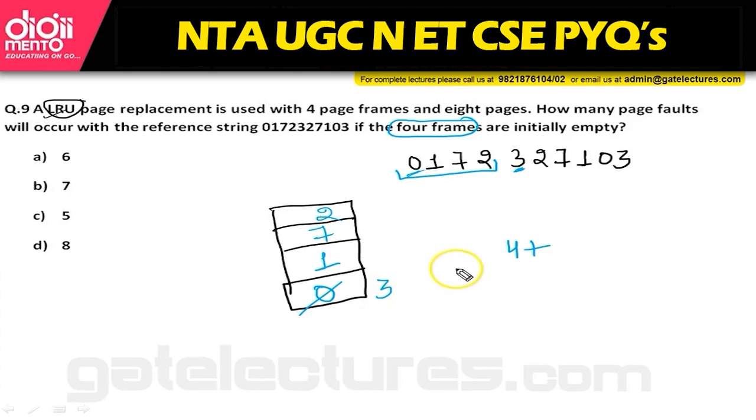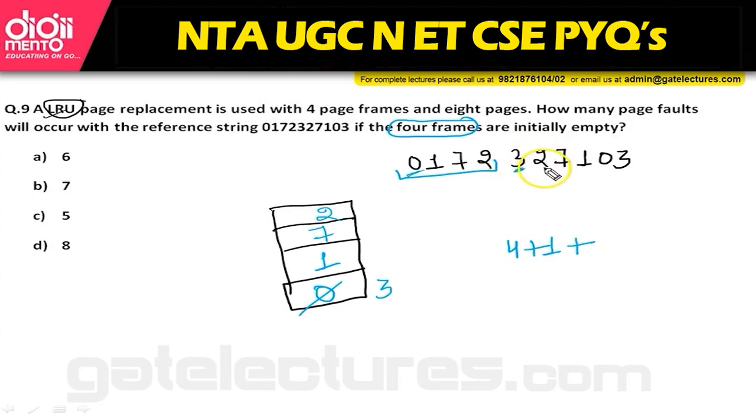I'm short of words, but you can understand what I'm trying to say. I need to make place for 3. Now I will say which one is least recently referred. 2 is recently referred, 7 is recently referred, 1 is recently referred, 0 is least recently referred out of the 4. So 0 will be replaced. This one is a page fault because 3 was not here, so increase the count by 1.